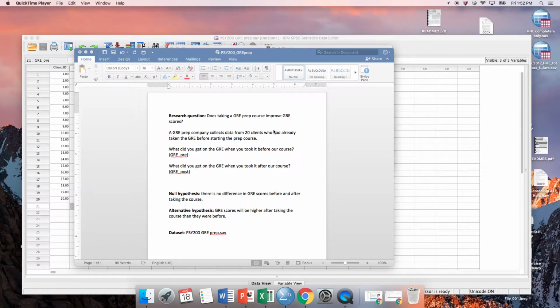So you are a company that develops workshops and training and practice programs, and you would like to have some data to suggest that your program significantly improves people's scores compared to what they would get if they didn't take the program. Because you can't randomly assign people to your program or not, the best choice that you have is to be able to look at their scores before and after taking your program. So you take 20 of your recent clients and you ask them before they start, what did you get on the GRE when you took it before you took our course?